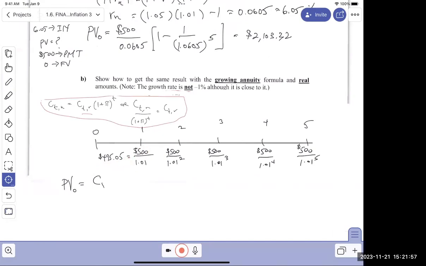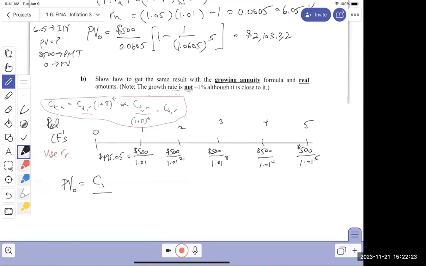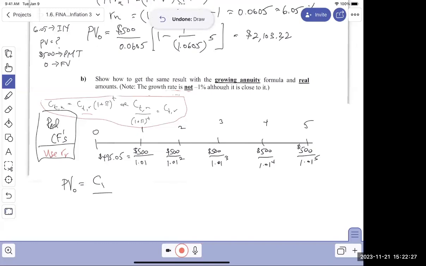C1 would be this one; we use this fraction to avoid decimals, because you don't want to round it. And then it's over r minus g. These are real cash flows; we've converted them to real. So we have to use the real rate with them.